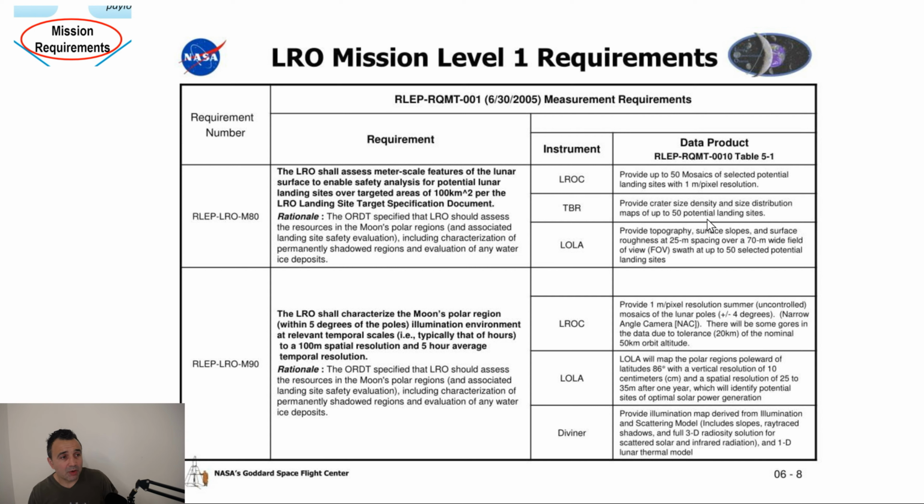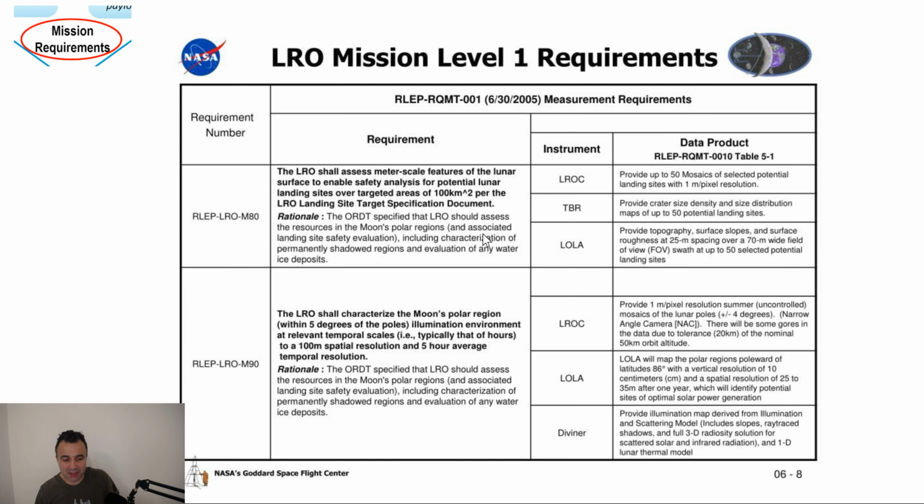Okay, and in here, requirements are probably the thing where this should have all started. Mission requirements. In this case, I'm bringing LRO, Lunar Reconnaissance Orbiter. And this is just the way that people wrote down things, okay? The LRO shall access meter-scale features on the lunar surface to enable safety analysis for potential lunar landing sites over targeted areas of 100 square kilometers per LRO landing site target specification document. So you see, it has that language that specifies things with data.